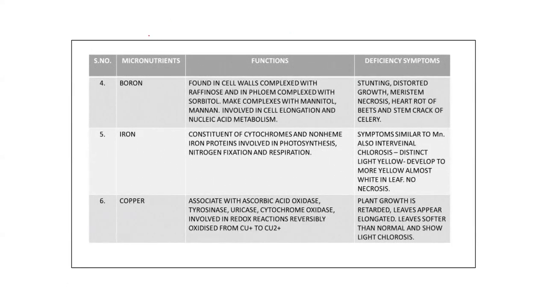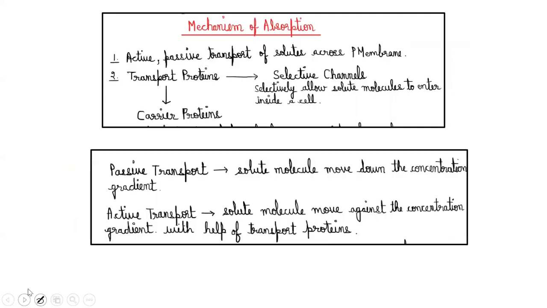So the next three micronutrients are boron, iron, and copper. These are the three micronutrients that you need to know, and these are the functions that they control inside the plant, and these are the deficiency symptoms. So just go through this table and see the functions so that you may attempt the question in exam.